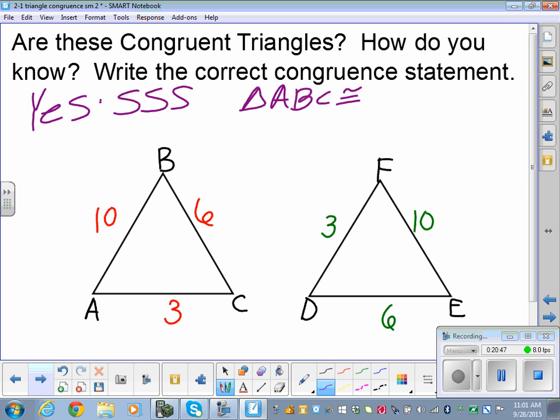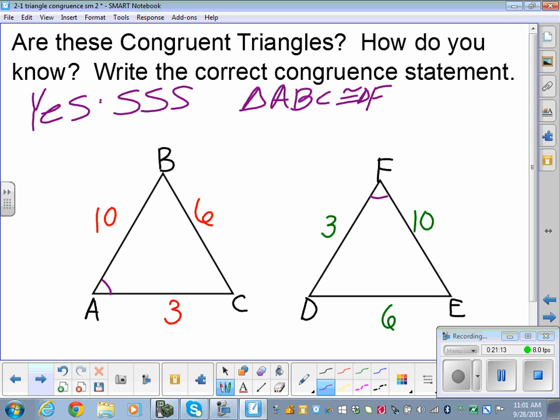So now, watch carefully. This is where it's harder on these ones. So angle A. Now, we can't use our angles like we did in the other one. But look, angle A is between sides 10 and 3. Does that make sense? So I look over here. What's between side 10 and 3? F. So F has to line up with A. Oops, I need to write my little triangle.